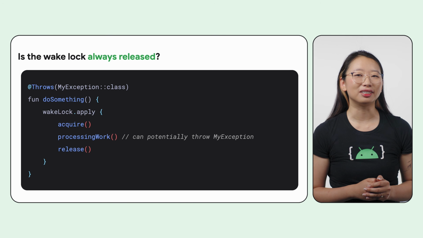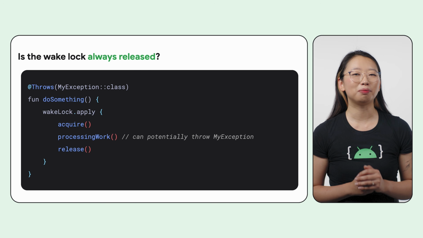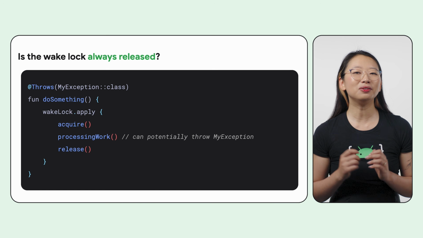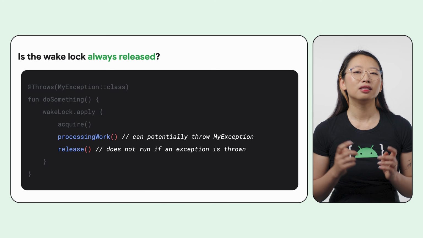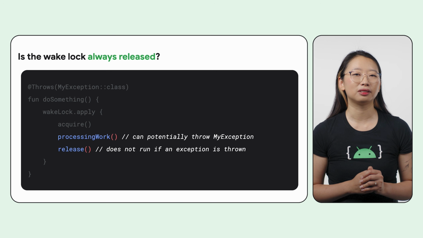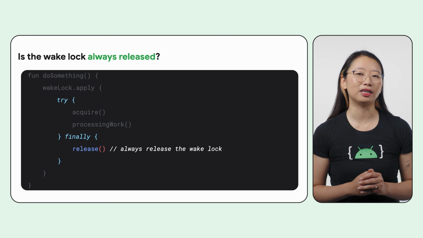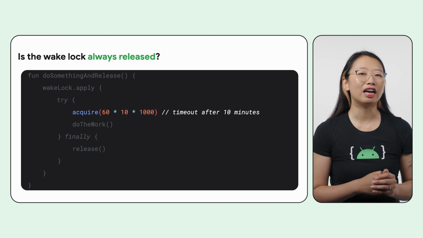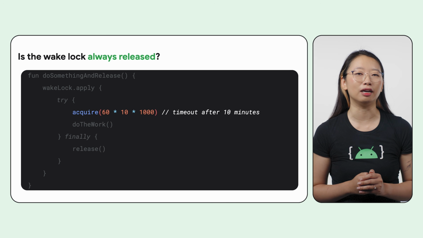Here's some code I've written acquiring and releasing the wake lock after doing some processing. But upon further inspection, the wake lock could never release in this scenario. Can you guess why? The issue is that if an uncaught exception is thrown, the wake lock release will never execute. Instead, I should do something like this, where I have a try finally block to ensure that I always release the wake lock even if an exception is thrown. Another thing you could do is add a timeout to the wake lock to ensure that the wake lock always releases after a certain period of time.